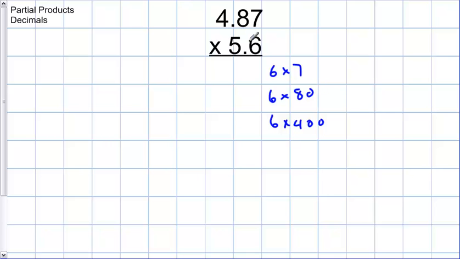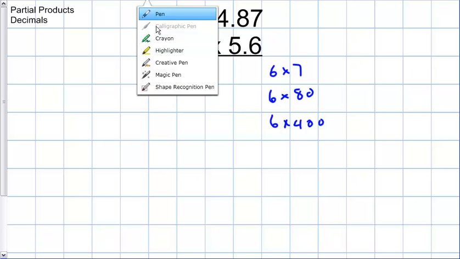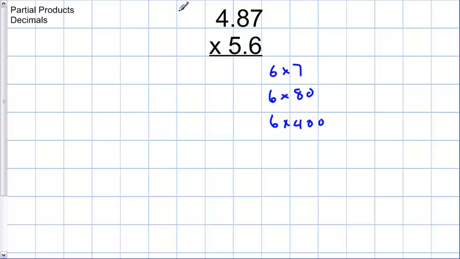Because all we're doing, remember, is using the value of each number. So this is worth 7, this is worth 80, this is worth 400. Okay, so that's the difference there. Now, I'm going to multiply through by 50. I'm going to multiply by 50 three times. And these numbers stay the same. So 7, 80, and 400.